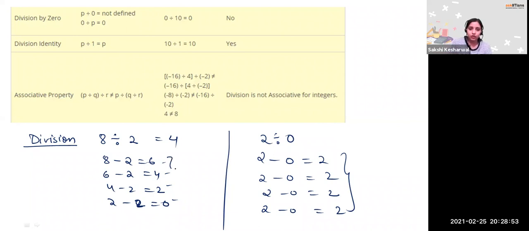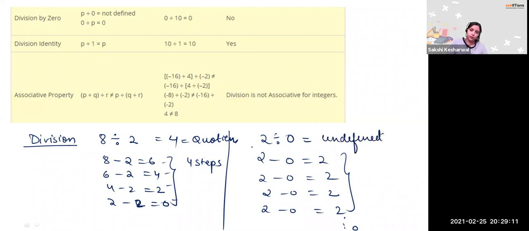See, it depends on the number of steps. There were 4 steps, so that is why the quotient is 4. Now, you don't know at which step it's going to give you the answer 0. There is no step where it's going to give you the answer. That is why we say this is undefined, right? We say this as what, beta? Undefined.